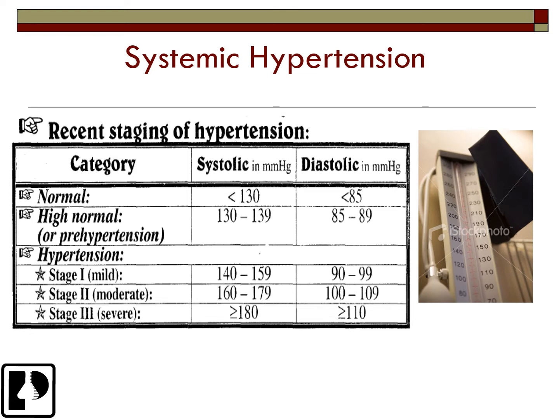Stage 2 is the moderate hypertension. It is from 160 to 179 in the systole, and in the diastole it is 100 to 109. Stage 3, the severe hypertension, is more than 180, and in the diastole is more than 110.